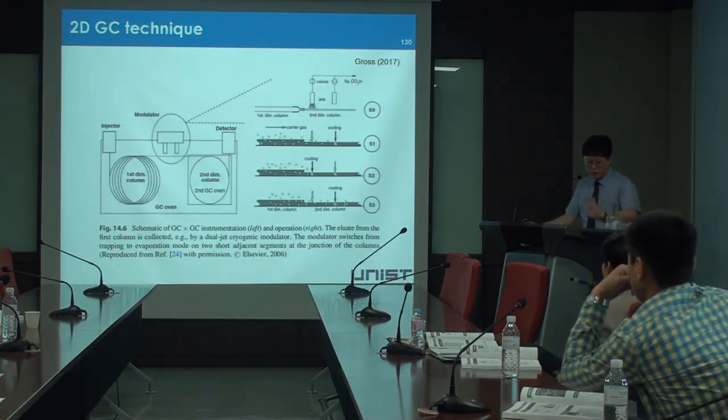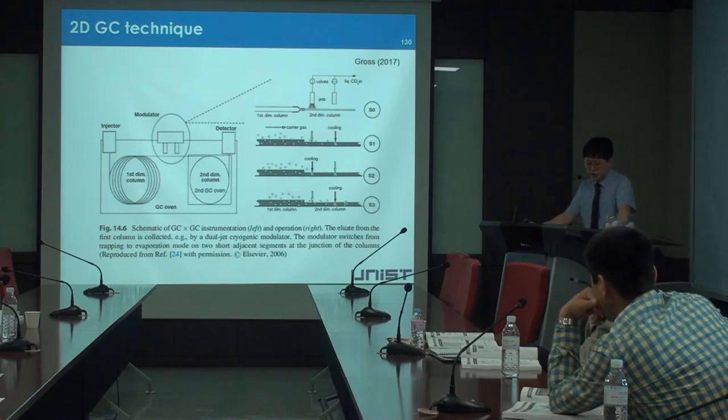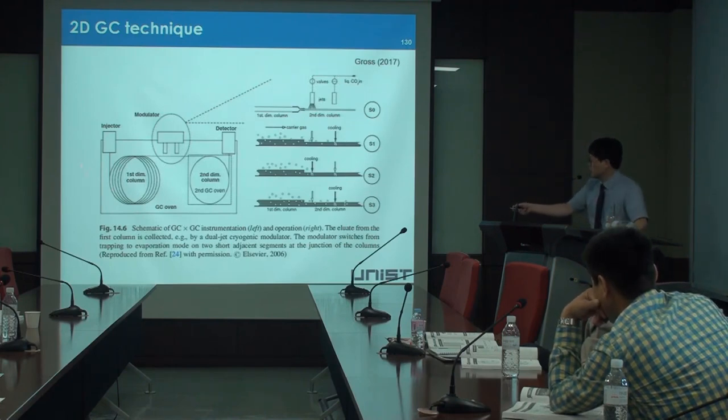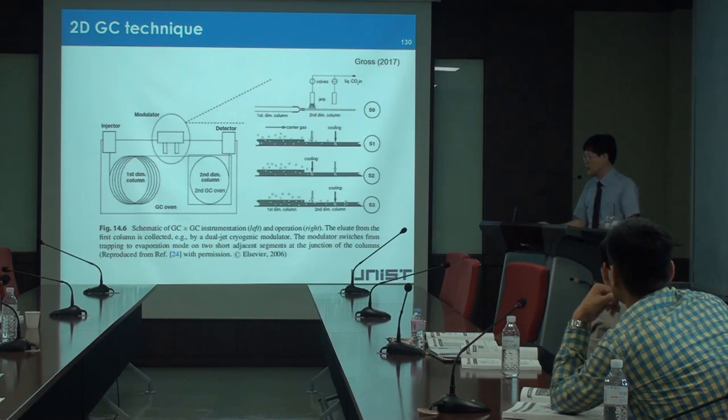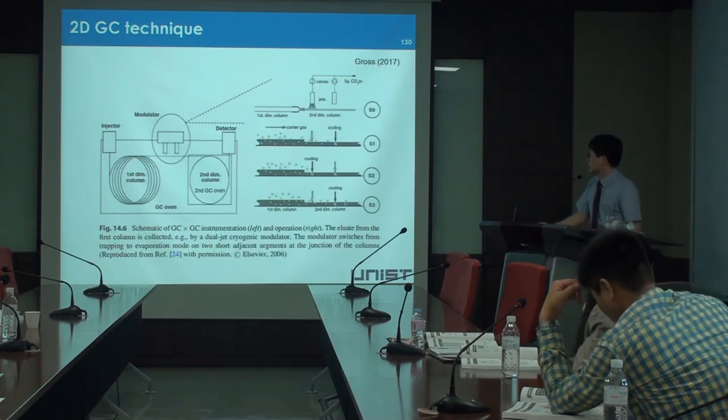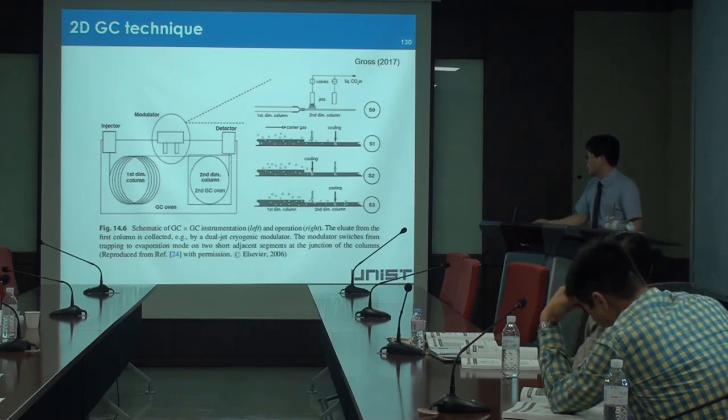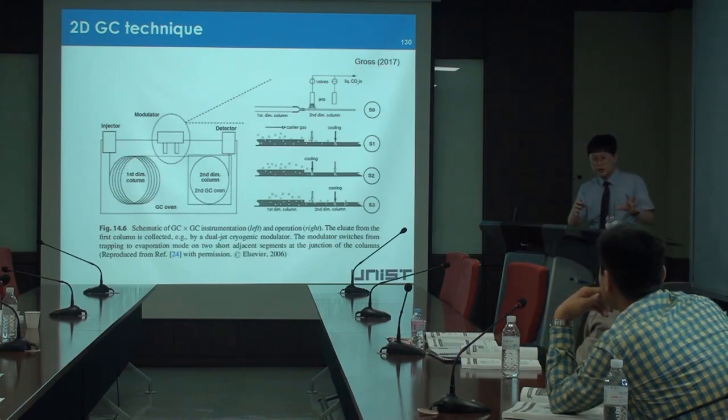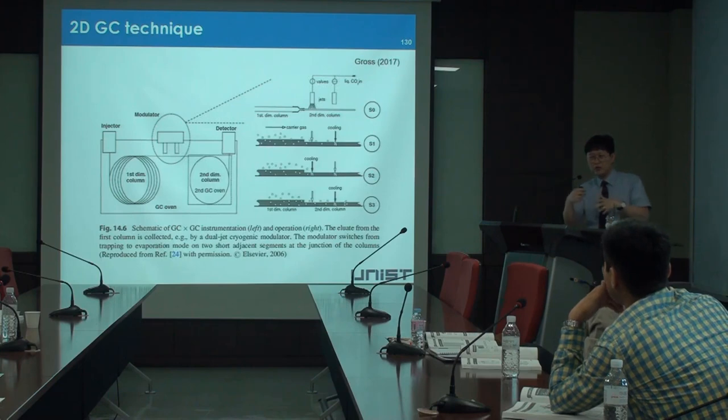And lastly, I'd like to introduce the 2D GC technique. So this is a GC column, the first dimensional column, and the second column. There are two columns. The first column is long, and the second column is short. We can switch the location of the columns. At the first column, they separate groups, and then in the second column, they further separate the chemicals.